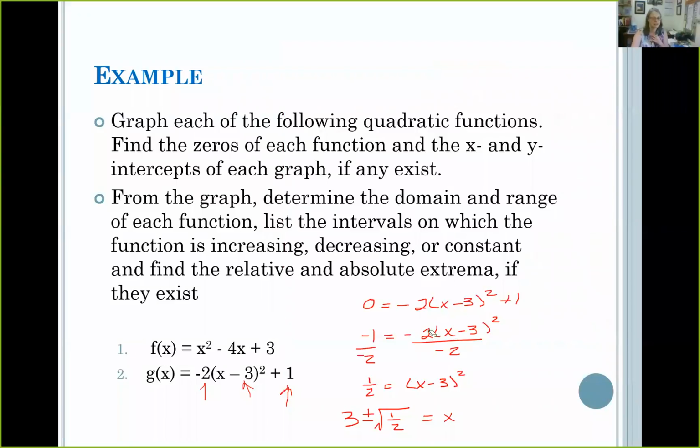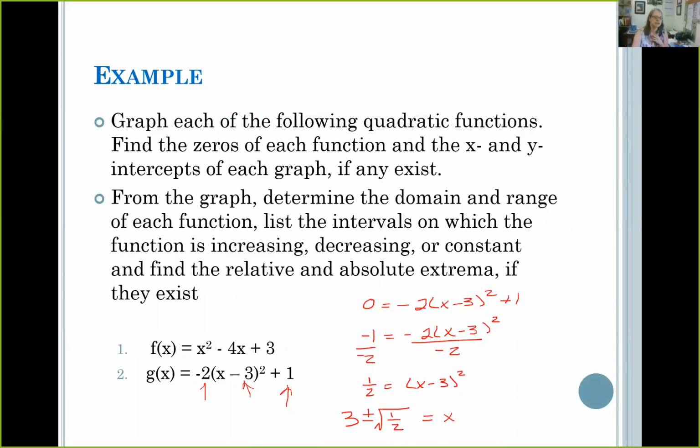Not too bad. Hopefully this algebra wasn't too much of a stretch. It's pretty simple. This should be within your means at this point. If it's not, we may need to do some review. So come see me if you struggled with this set of algebraic steps.